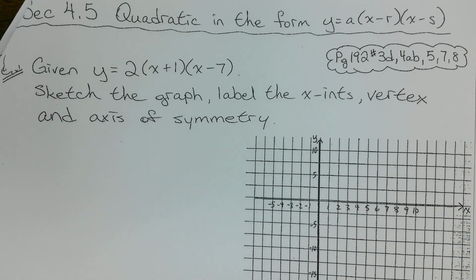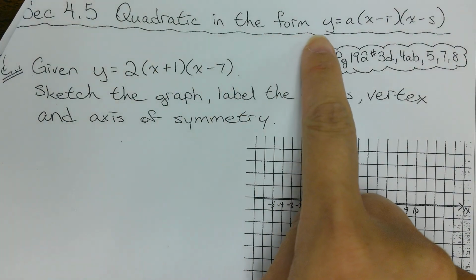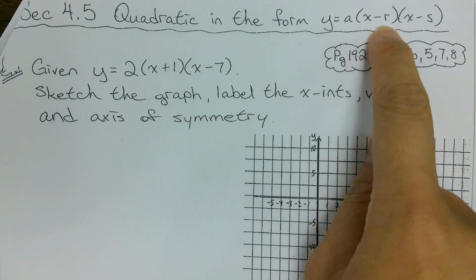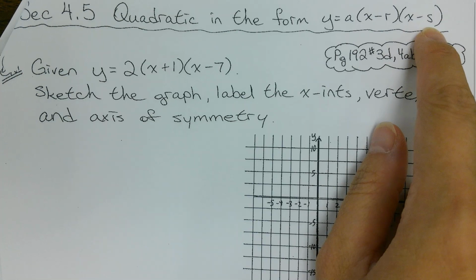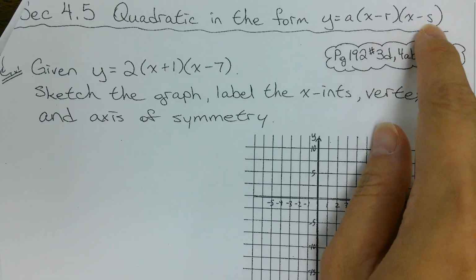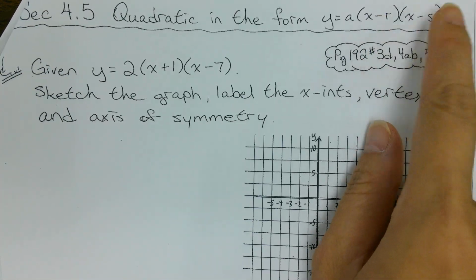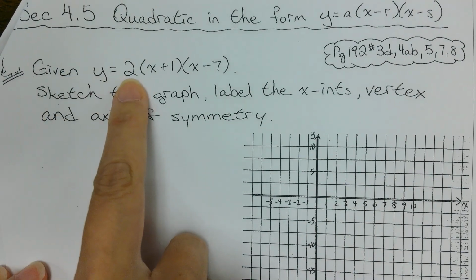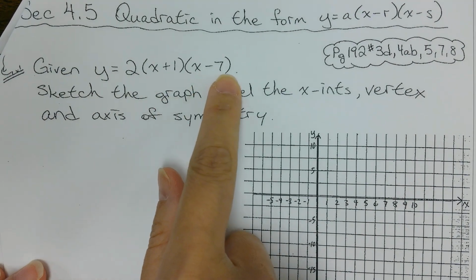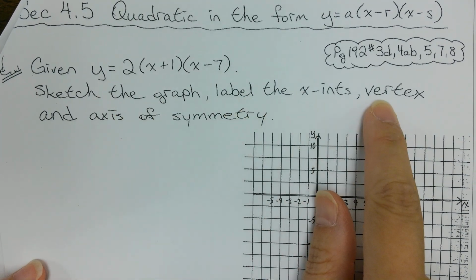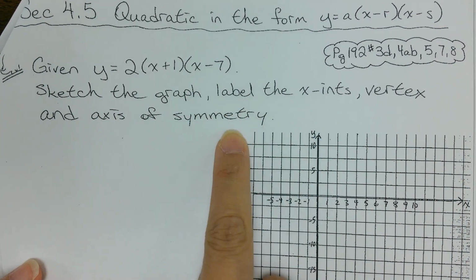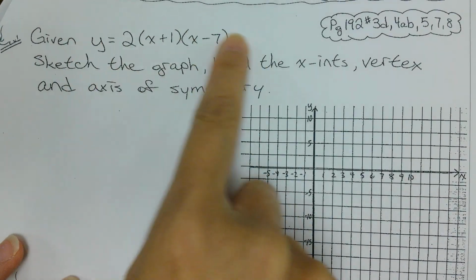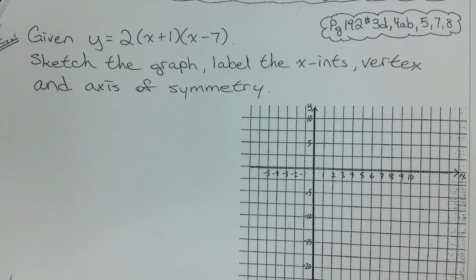Okay, so now we're going to go over quadratics in the form y equals a(x minus r)(x minus s), where r and s are the x-intercepts of your parabola. So, for example, given y equals 2(x plus 1)(x minus 7), sketch the graph, label the x-intercepts, vertex, and axis of symmetry. Okay, so all this based on this graph right here.